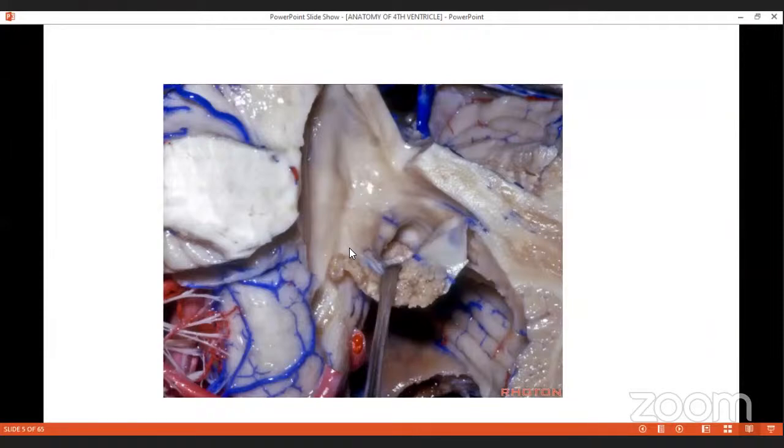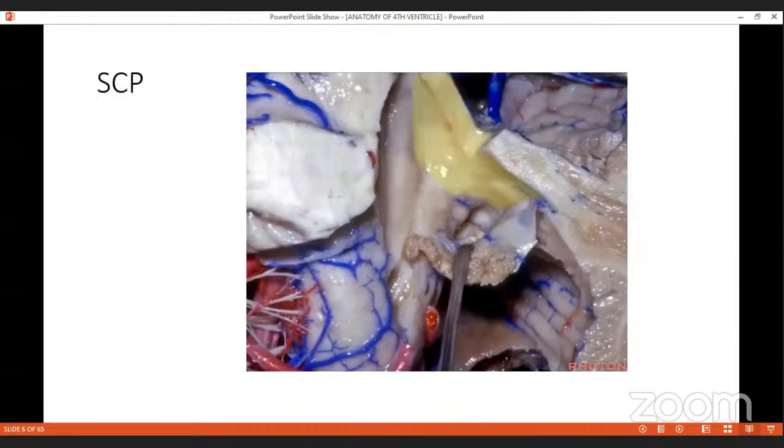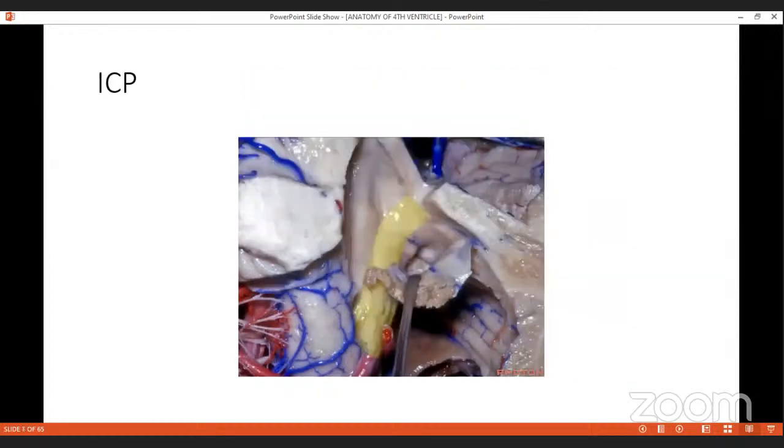Now, as we label these diagrams with colored pictures, we'll be able to appreciate each structure separately. So this is basically the roof of the fourth ventricle, the superior slope of the roof, which is formed by the superior cerebellar peduncle, followed by the other picture. This is basically the inferior slope of the roof of the fourth ventricle. So this is formed by the inferior cerebellar peduncle.